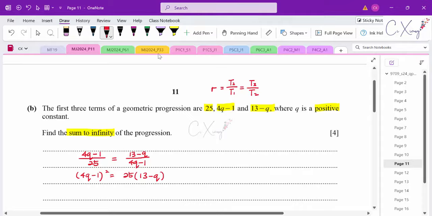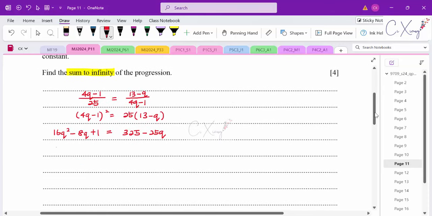Okay, so from here, we expand everything and try to solve for Q. So I have 16Q squared minus 8Q plus 1. Then you take 25 multiplied by 13, you get 325, then minus 25Q. Simplify the equation, and by right, you'll have 16Q squared plus 17Q minus 324. Then from here, I try to factorize it. Maybe you can use the calculator to help you.